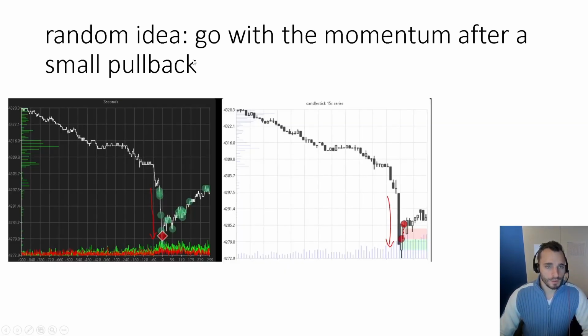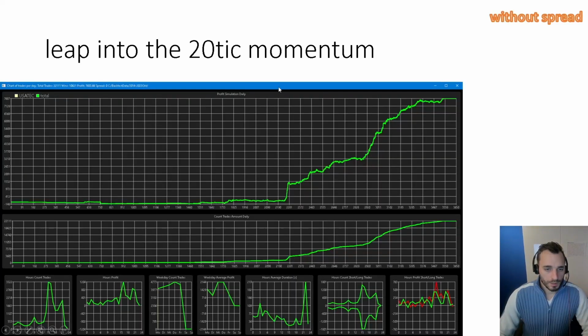Another random idea, go with the momentum after a small pullback. Also very easy whenever the market pushes in one direction very quickly, and then we wait for a small pullback. As you can see here, the market leaped down, we have a pullback, and at this red square, we entered short. In this case, this trade lost. But the backtest looks like this.